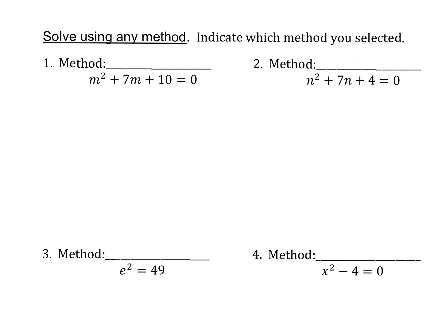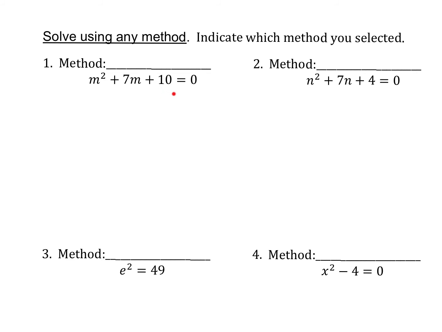Okay, now the reason we learned 3 methods is because sometimes only certain methods work, and sometimes you have options and certain methods are easier than other methods. So for these last 6 problems, you're going to pick which method you would like to use. There's sometimes more than one method that will work, and I'm going to have you indicate which method: factoring, square root, or quadratic formula. Okay, let's look at the first one.